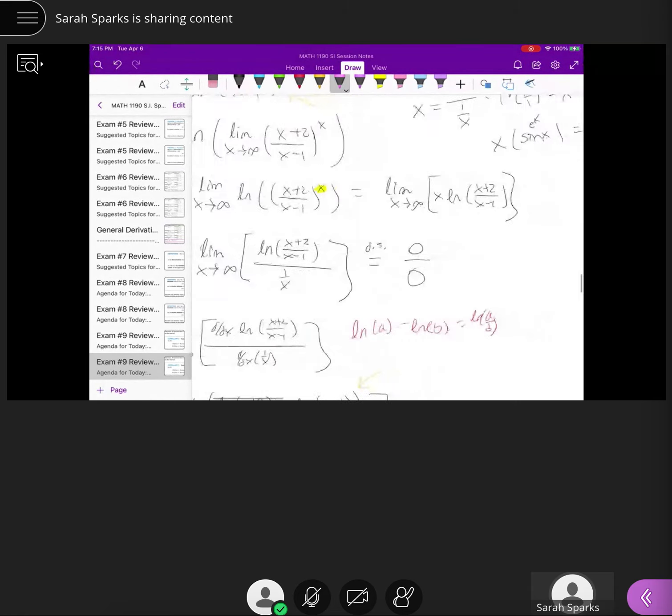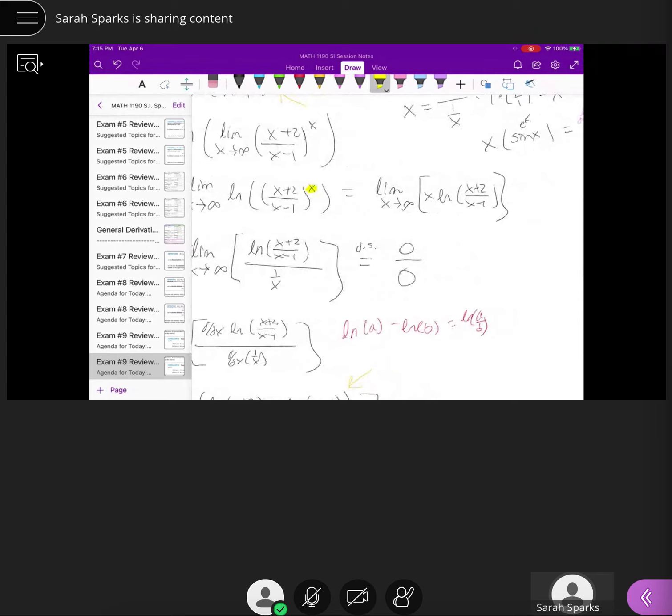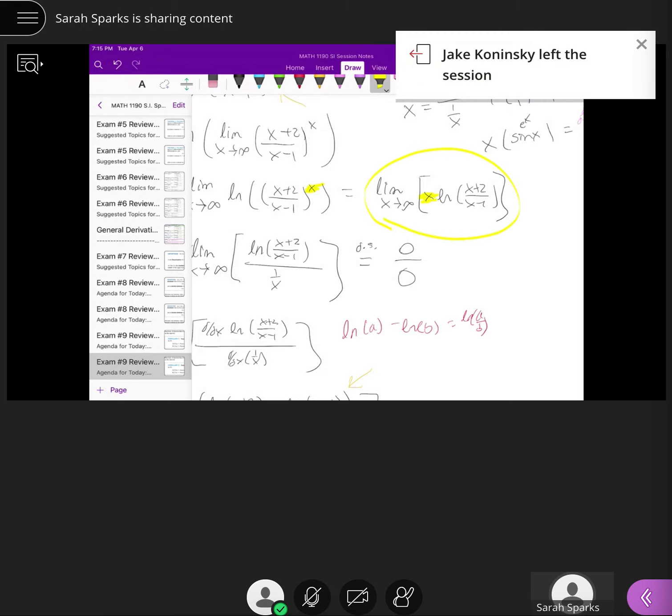But since we bring that x down right there, if we just said it was divided by x, that wouldn't be equal to what we have right here. Does that make sense? And that's why we have to divide it by 1 over x. It's just algebraic manipulation that we use so we were even able to use L'Hopital's rule.